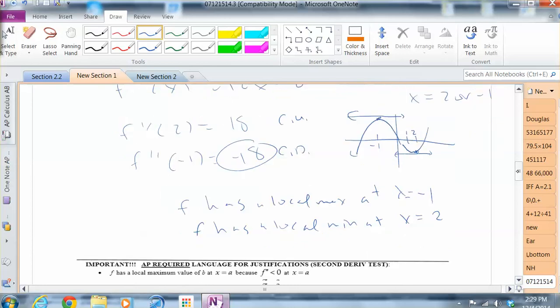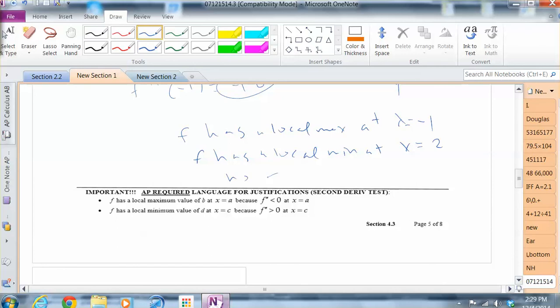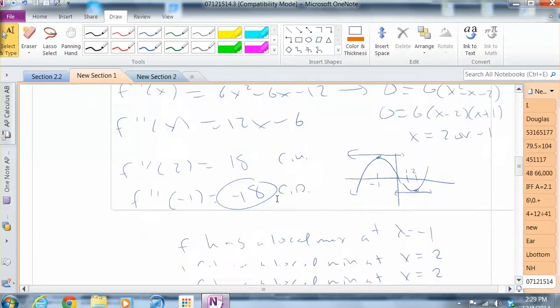So no sign charts necessary here. If you don't like sign charts, maybe you could try the second derivative test. And then the proper language: you say f has a local maximum value of b at x equals a because your second derivative is less than 0 at x equals a, or f has a minimum value at x equals c because the second derivative was greater than 0 at x equals c. If you're using the second derivative test, that would be the more proper way. I know it seems a bit counterintuitive to say your second derivative is positive, a minimum value, but again, it's concave up, and the other way it's concave down.